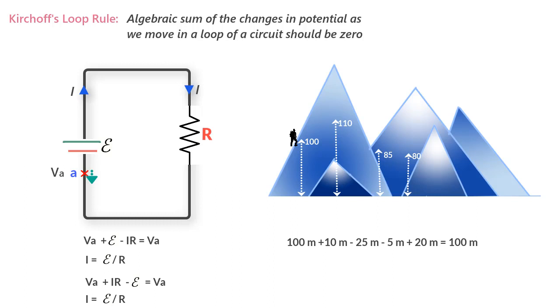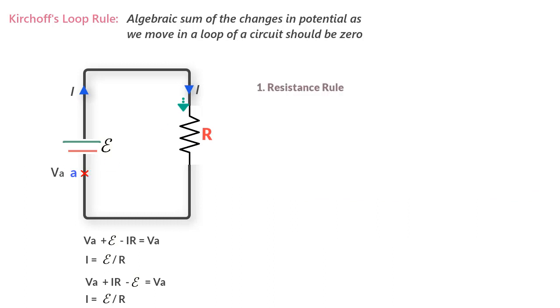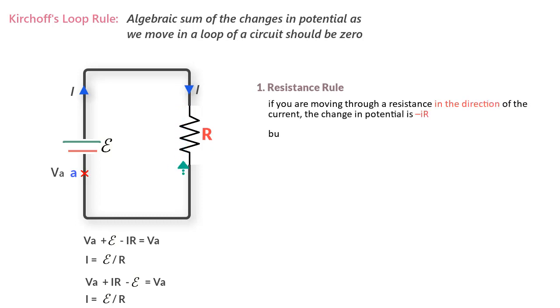The first one is called the resistance rule, that says that if you are moving through a resistance in the direction of the current, the change in potential is minus IR. But if you're moving in the opposite direction, it'll be plus IR. And this is exactly what we did earlier.